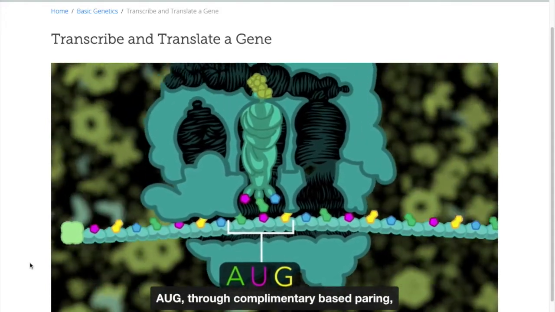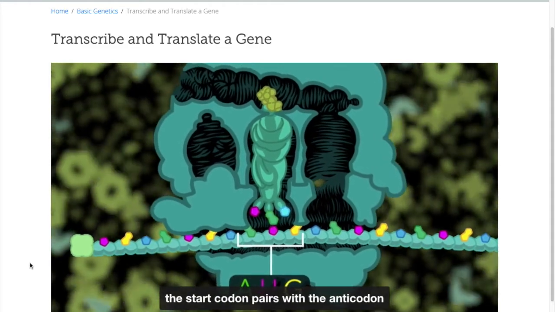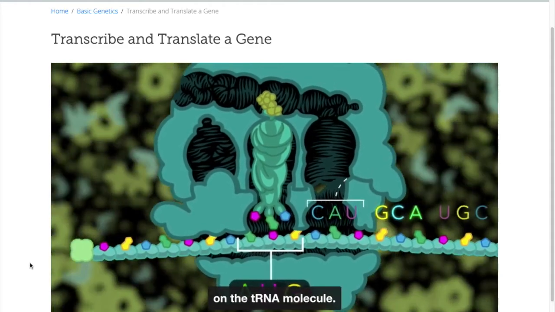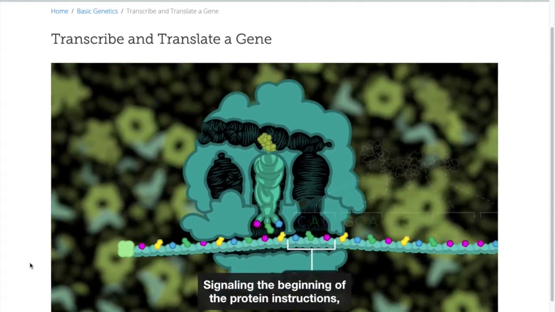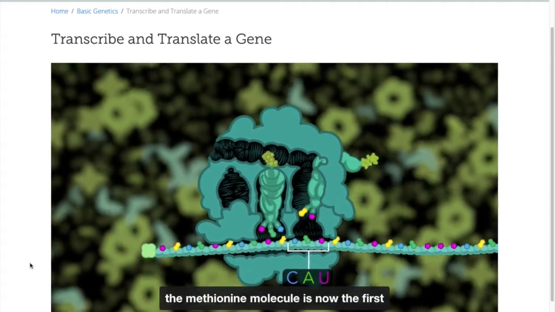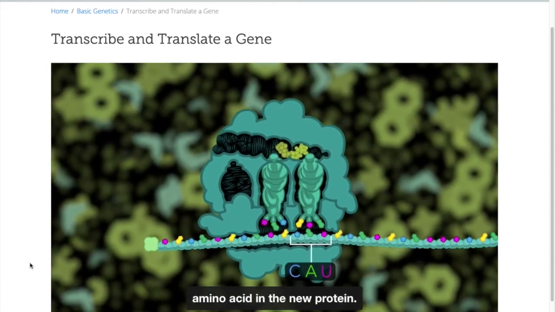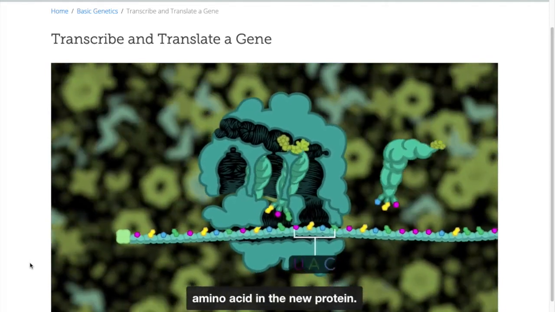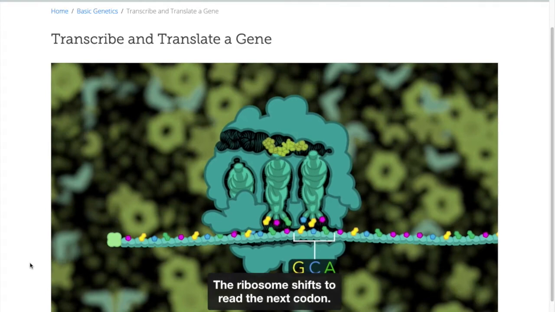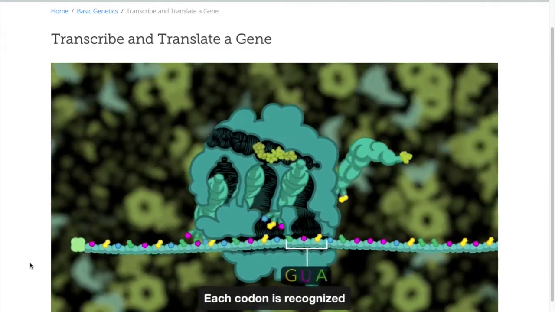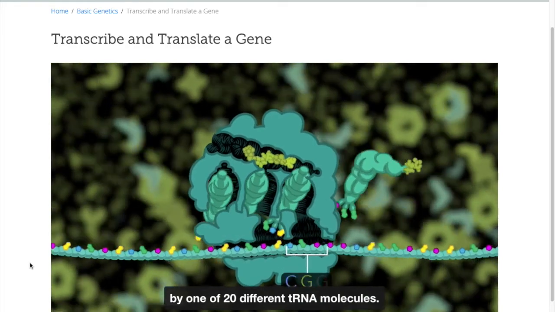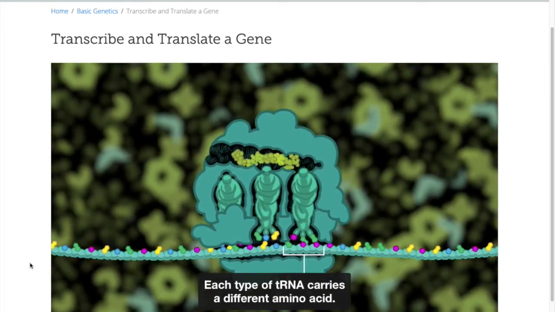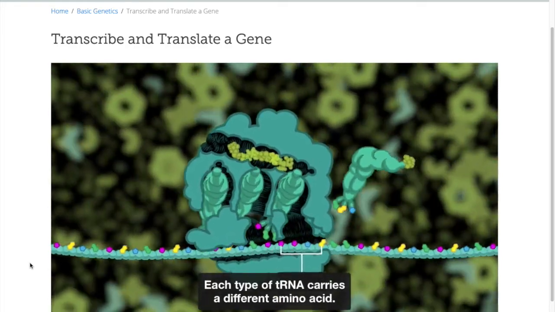Through complementary base pairing, the start codon pairs with the anticodon on the tRNA molecule, signaling the beginning of the protein instructions. The methionine molecule is now the first amino acid in the new protein. The ribosome shifts to read the next codon. Each codon is recognized by one of 20 different tRNA molecules. Each type of tRNA carries a different amino acid.